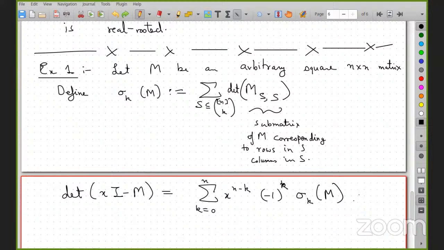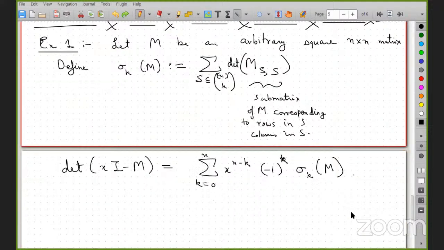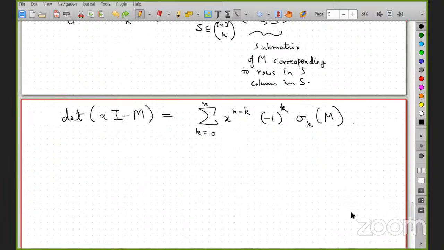Is this easy to see for everyone, or should we think about it for a little bit? Just wait a minute, let me think. So the kth symmetric sum of the eigenvalues is one way of doing it, but the simplest way is just to algebraically expand the definition of determinant, and then you see it, right? So let's just do this.